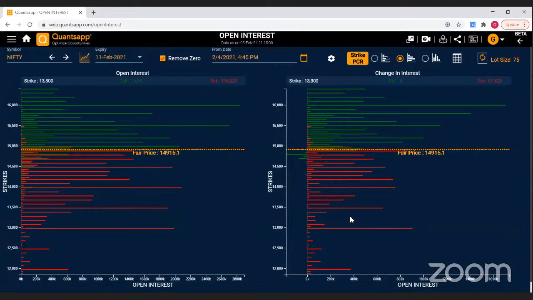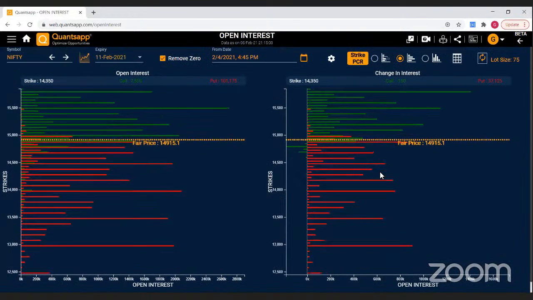This is also the same thing, but here we have segregated it. This particular section is going to remain for the open interest, and the second half of the screen is going to remain for the change in open interest. So what we are looking at here is the whole open interest at the different strikes. You can see the support and the resistance levels. Then on the right side, I'm looking at the change in open interest.